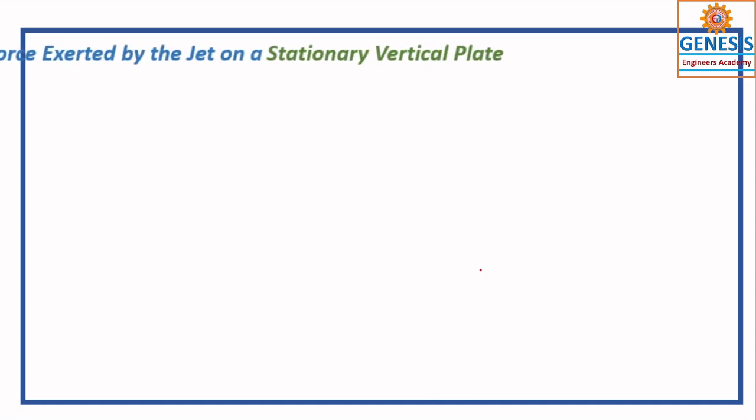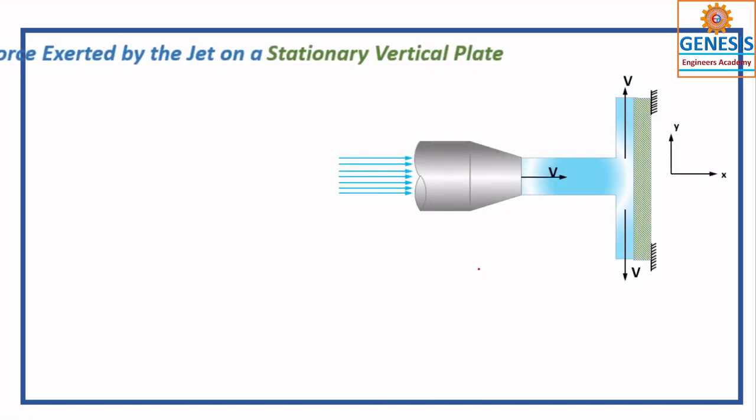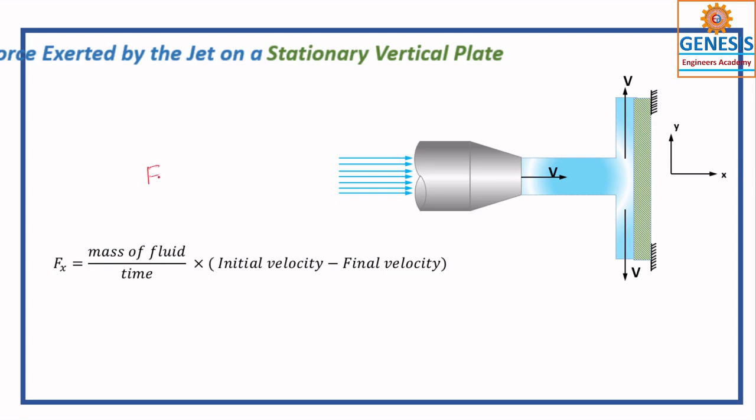Now the force exerted by the jet on a stationary vertical plate. These are the things we have just observed. And what is the general formula in any direction? In this case we have taken the x direction. So this is the mass flow rate, initial velocity v1, final velocity v2. That is the basic formula. Don't forget about this one. You have to multiply the mass flow rate with the initial velocity minus the final velocity, the velocity of the fluid leaving the plate.